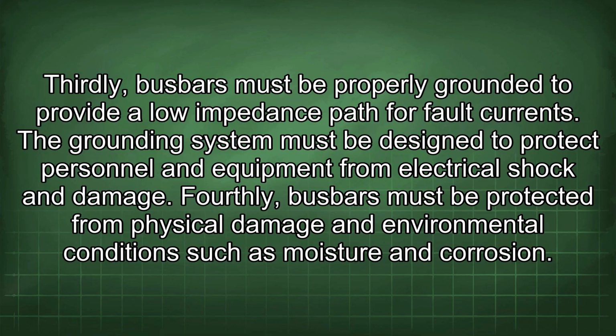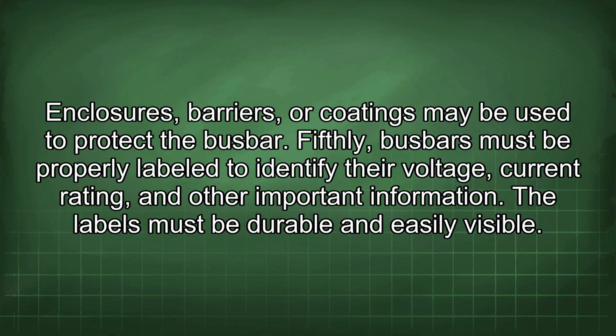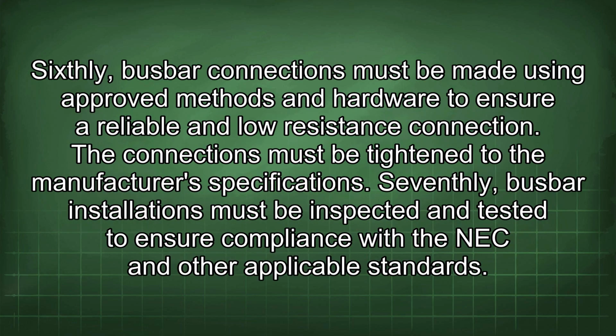Fourthly, busbars must be protected from physical damage and environmental conditions such as moisture and corrosion. Enclosures, barriers, or coatings may be used to protect the busbar. Fifthly, busbars must be properly labeled to identify their voltage, current rating, and other important information. The labels must be durable and easily visible. Sixthly, busbar connections must be made using approved methods and hardware to ensure a reliable and low-resistance connection. The connections must be tightened to the manufacturer's specifications.